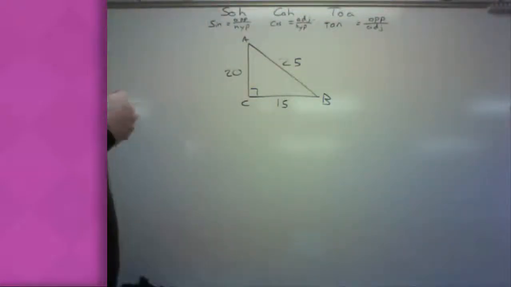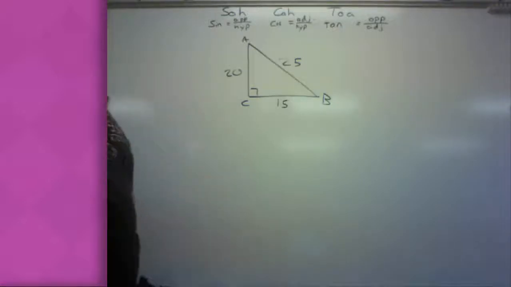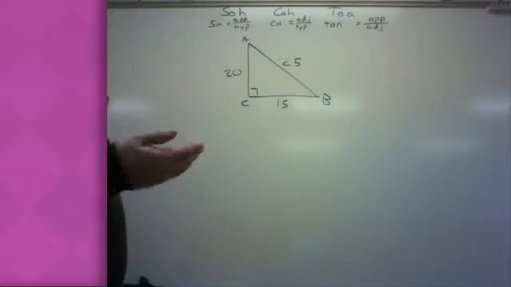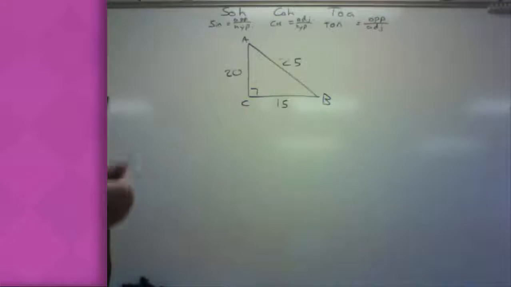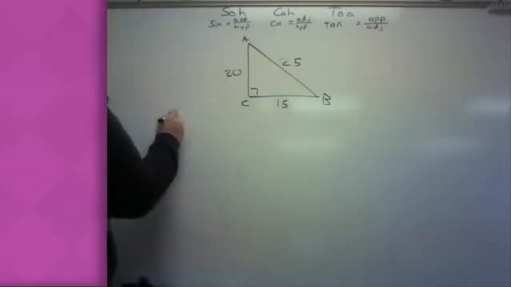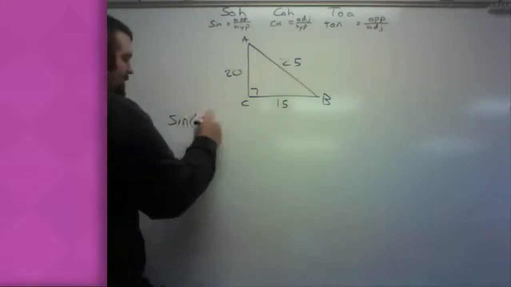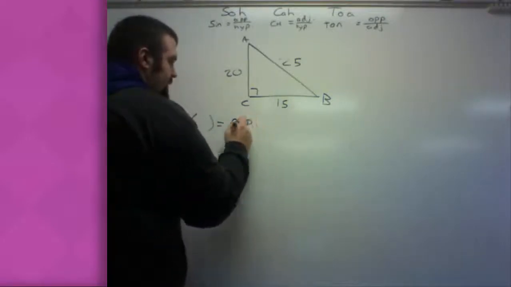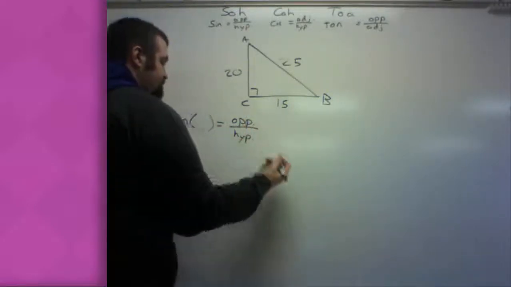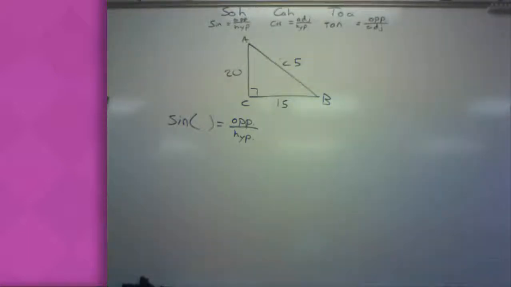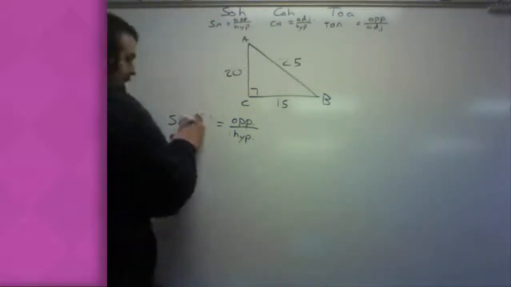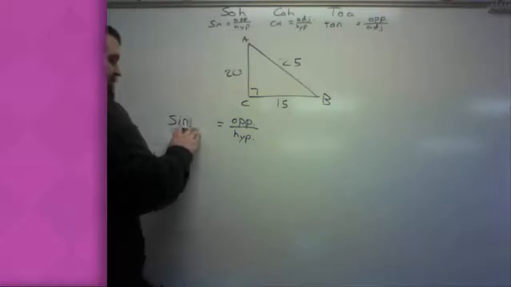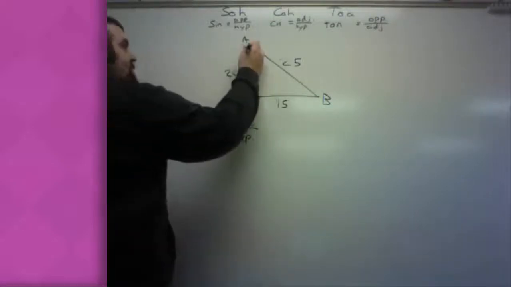S is sine. O of SO is opposite. H of SO is hypotenuse. So it tells me right away what to set up: sine of an angle, whatever goes here, equals opposite over hypotenuse. That's the SO part of SOHCAHTOA. Now, just like tangent, I have to choose an angle. I'm choosing A, so I'm going to mark it.